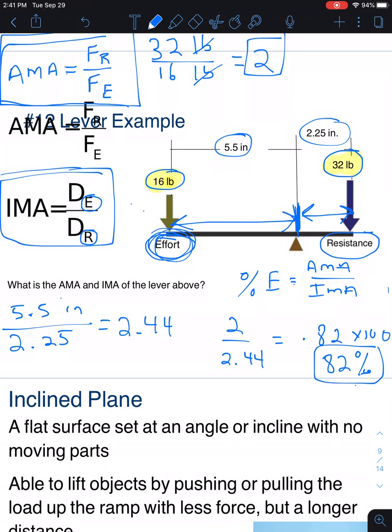Make sure that you do lots of your example problems with this. Make sure you ask lots of questions. You can do this.